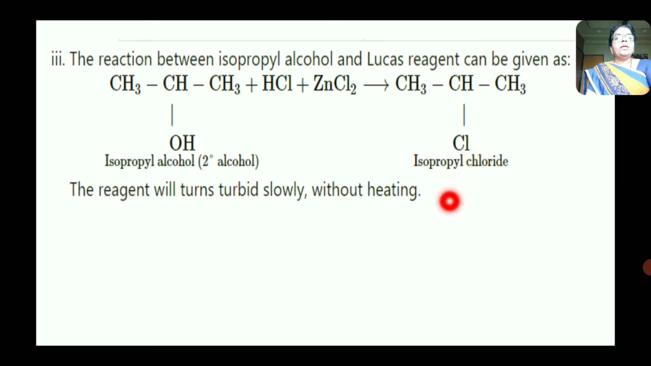Now here the reagent will turn turbid slowly without heating. That is, this is a secondary alcohol and therefore it is a slow reaction, but without heating this reagent turns turbid, but it is a slow reaction.